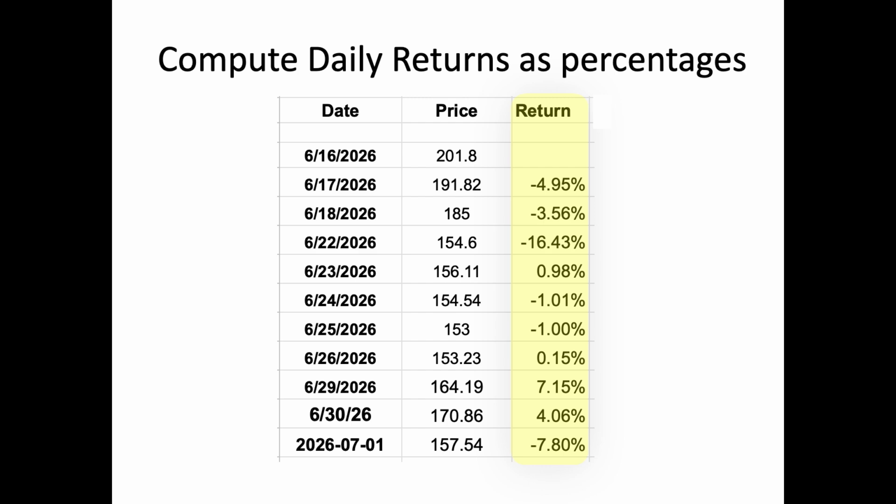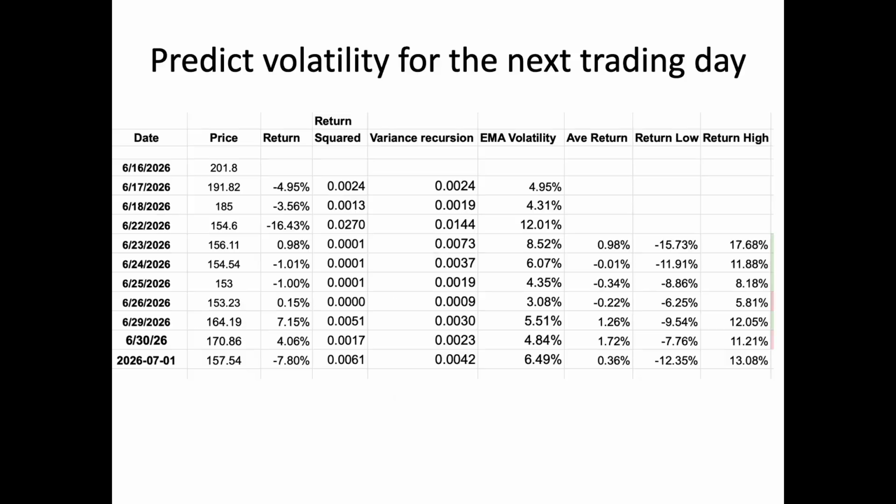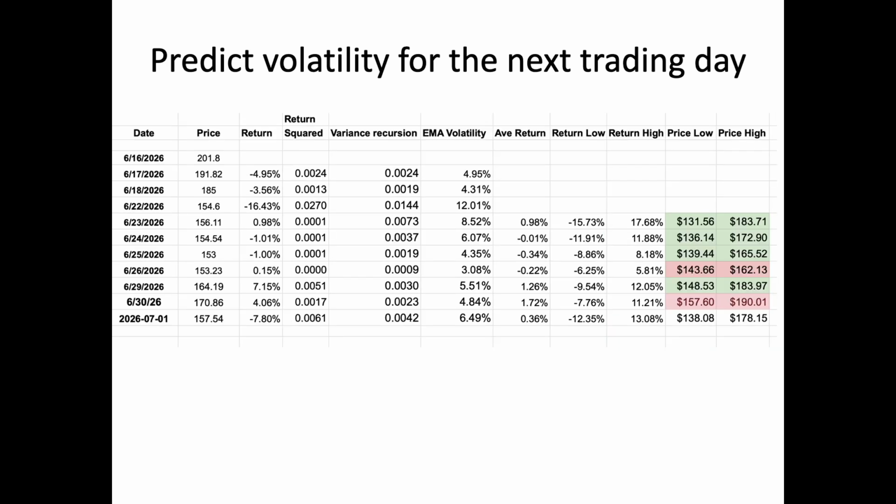That's our raw material. We're combining yesterday's volatility estimate with today's new information to get today's value. We then use average return plus or minus 2 standard deviations to get a predicted return range for tomorrow. Converting those return ranges to dollar prices gives us our predicted trading band.